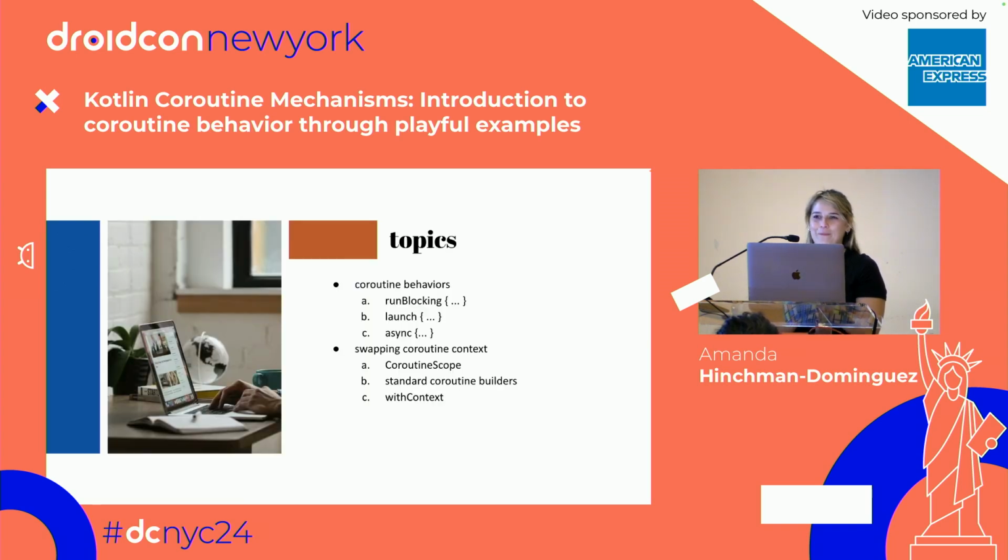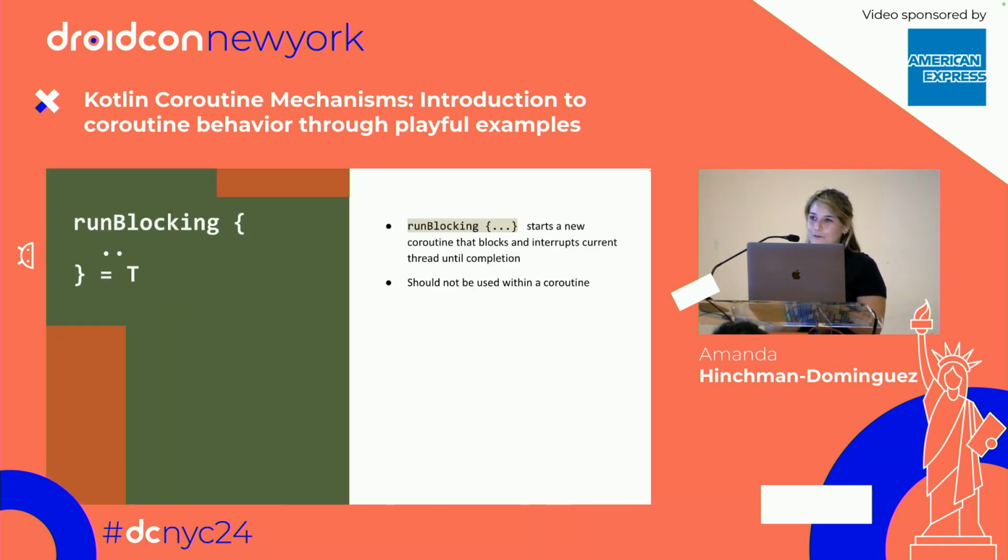The topics, which I thought were beginner enough, are coroutine behaviors. We'll be going over runBlocking, launch, async, and also working with coroutine context. We'll be looking at ways of working with coroutine scope, standard coroutine builders, and withContext.